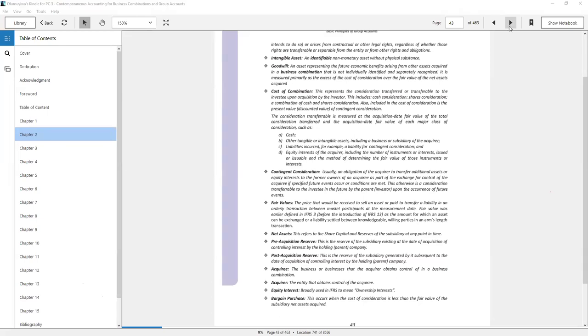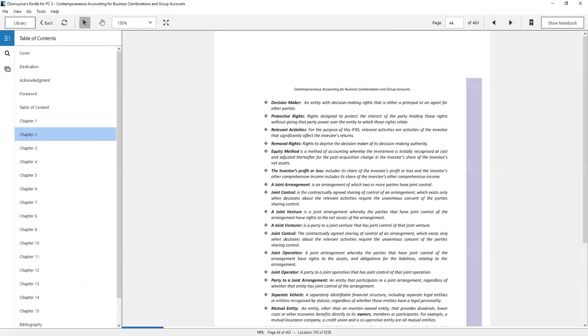The acquiree. The business or businesses that the acquirer obtains control of in a business combination. Acquirer. The entity that obtains control of the acquiree. Equity interest. Broadly used in IFRS to mean ownership interest. Bargain purchase. This occurs when the cost of consideration is less than the fair value of the subsidiary net asset required or acquired. Decision maker. An entity with decision-making rights that is either a principal or an agent for other parties.